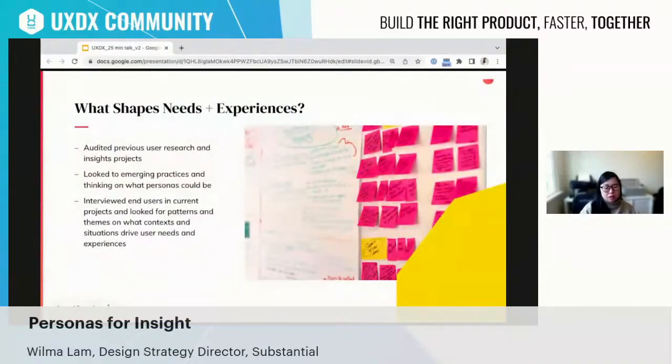So to help us as we started rethinking what personas could be, we have reviewed a lot of our previous design research and projects across multiple industries, working with a variety of clients. And we're also looking at examples from the broader design industry. And out of this audit, we really started to try to identify, well, what are the things that really drive user needs and experiences? And can there be a new framework that we could develop that might be different from what we would consider a more typical user persona framework?